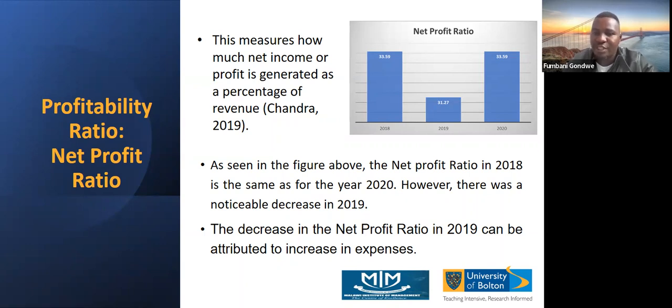As you can see from the graph, in 2018, the net profit ratio was 33.59%, which dropped in 2019 to 31.27%. And in 2020, it rose again to 33.59%. From the graph, it's clear to see that in 2019, the net profit ratio dropped. A deeper analysis from the financial statements, specifically the income statement, shows that the drop is a result of the increase in expenses, operating expenses to be specific.